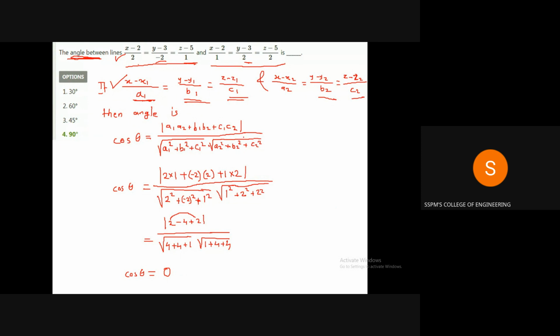So what is asked? The angle is asked. So theta is equal to what? Theta is equal to cos inverse of 0, okay. Theta is equal to cos inverse of 0.